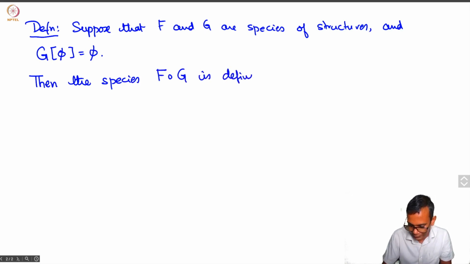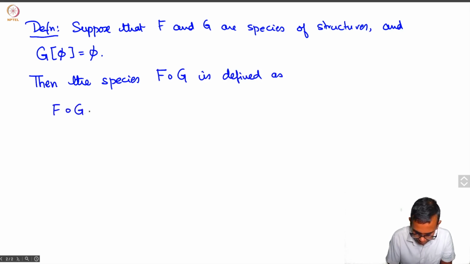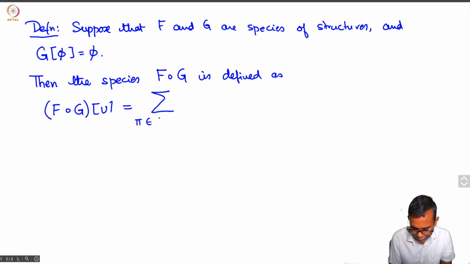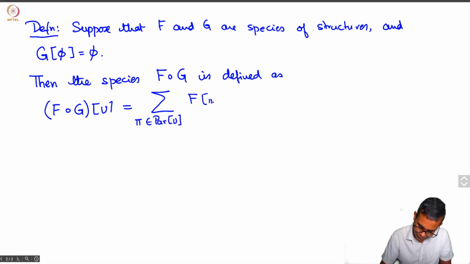is defined as F circle G. I'll write it down, it's a bit complicated, and then I'll explain to you exactly what it means. Sum over pi in partitions of U, F of pi, cross product over P in pi, which means that P is a block of the partition pi, G applied to the block.